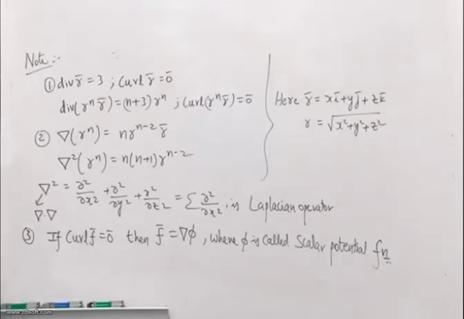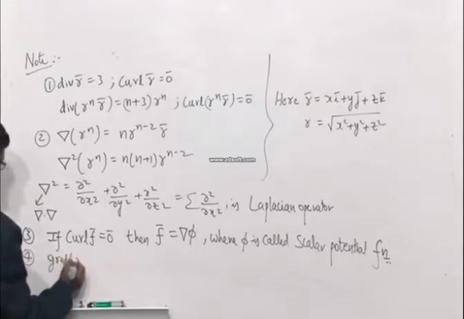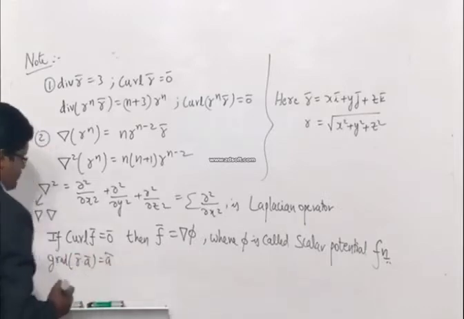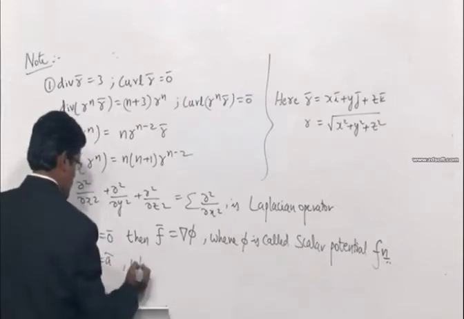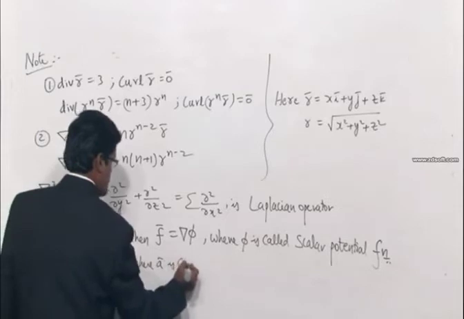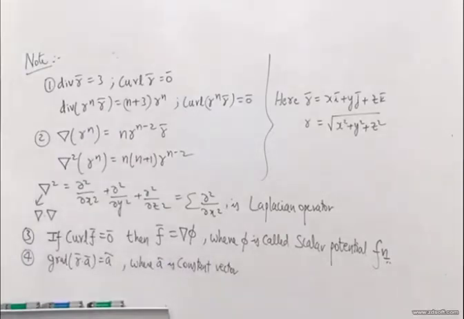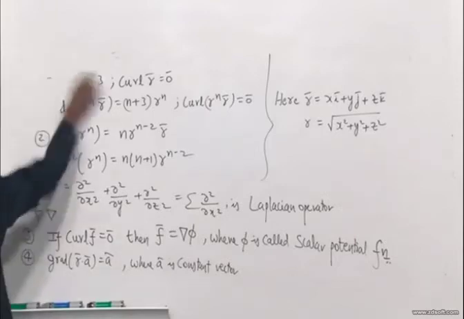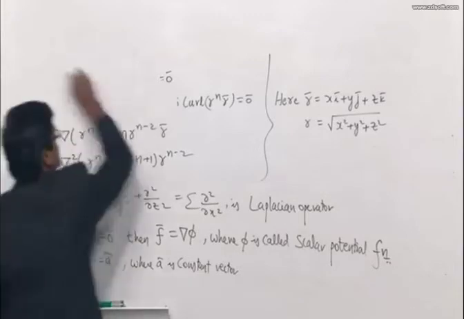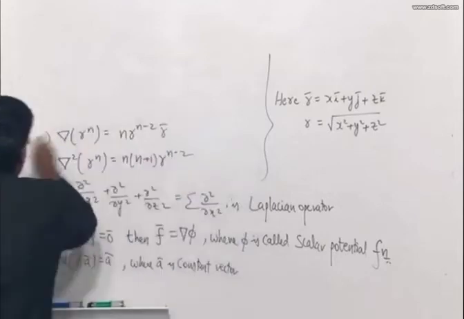Next. Grad r bar dot a bar is equal to a bar, where a bar is a constant vector. So while writing simultaneously, memorize these results.